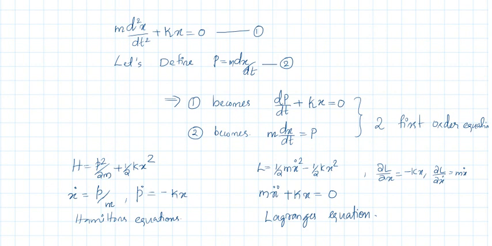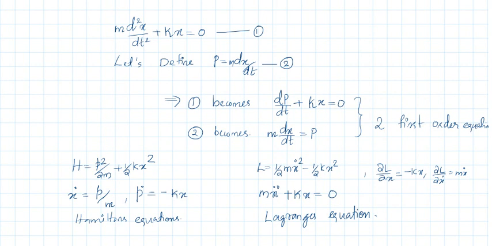that is d by dt of dou L by dou x dot minus dou L by dou x equal to 0, will give you m x double dot plus kx equal to 0. So this is exactly this equation, equation 1. m x double dot is nothing but m d square x by dt square, plus kx equal to 0. And this x dot equal to p by m is this equation, p equal to m into dx by dt, and p dot equal to minus kx is this equation. Okay, so in the case of harmonic oscillator, this Lagrange's equation is equivalent to these two Hamilton's equations.